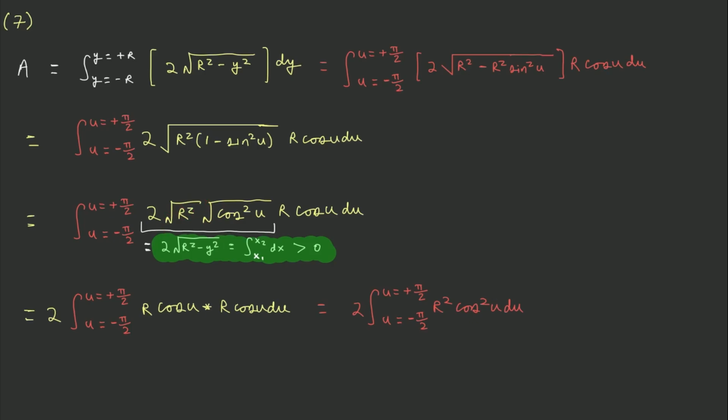So the square root of r squared is just r, and the square root of cosine squared of u is cosine of u. Simplifying this, we get 2 times the integral from u equals negative pi over 2 to u equals positive pi over 2 of r squared cosine squared u du. And now we're going to have to use a couple more trigonometric identities to simplify this, so let's proceed.